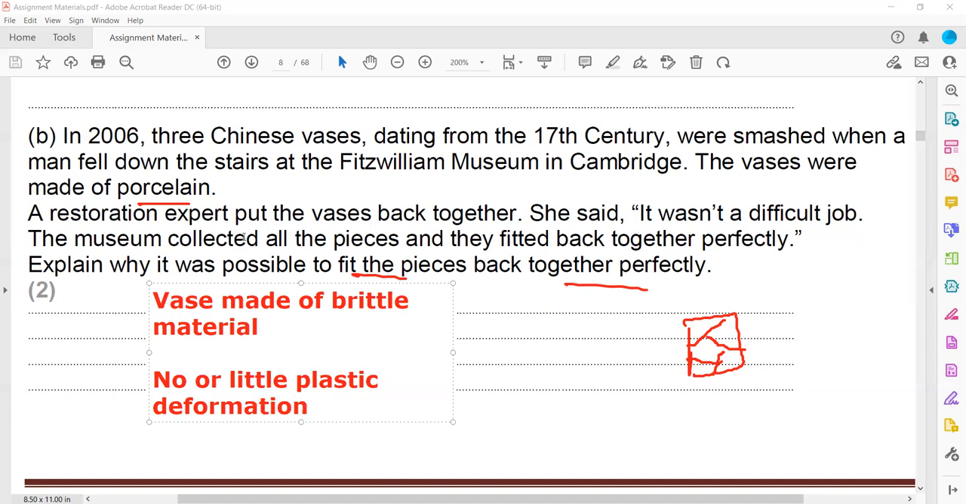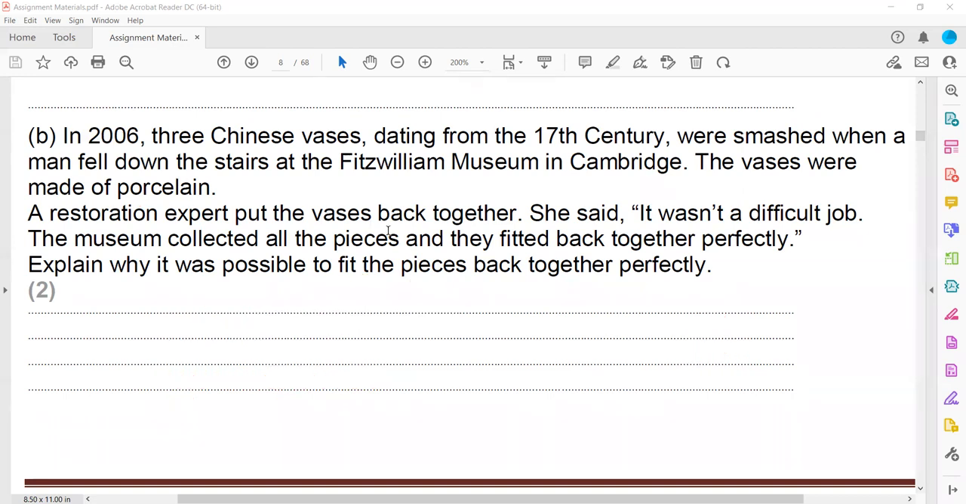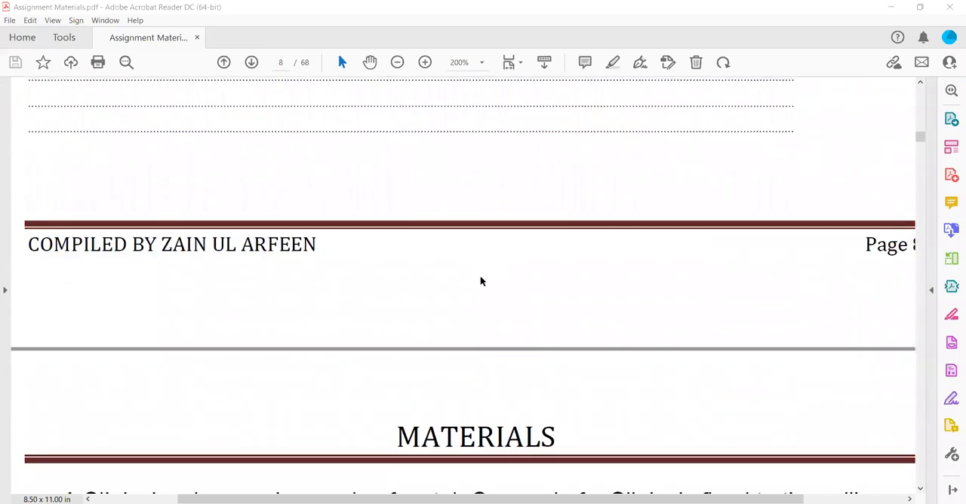So we can fix the pieces or combine the pieces together like a jigsaw puzzle. The same thing happens as it does not undergo a deformation. Otherwise, if it undergoes a deformation, then it will be difficult to perfectly put them together.